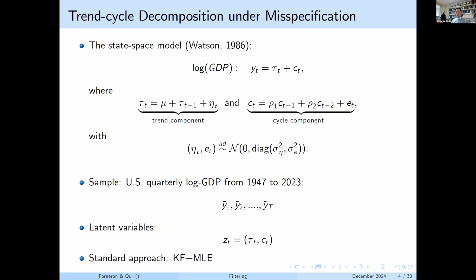The model has 2 latent variables that need to be recovered using filtering. The first is the trend, the second is the cycle. Here, the focus is going to be on the cycle component. Because the model is, of course, linear and errors are normally distributed, we can just apply a standard Kalman filter and then estimate the parameters using maximum likelihood.